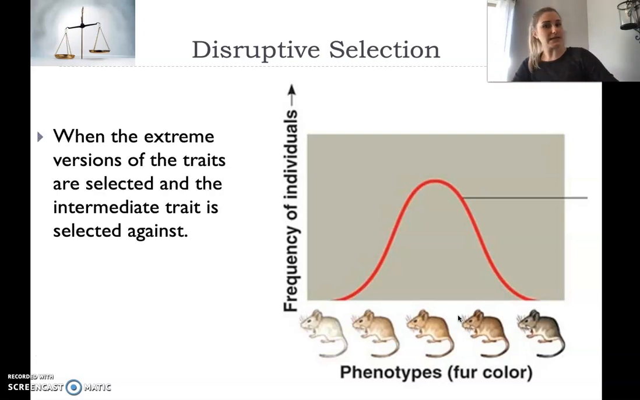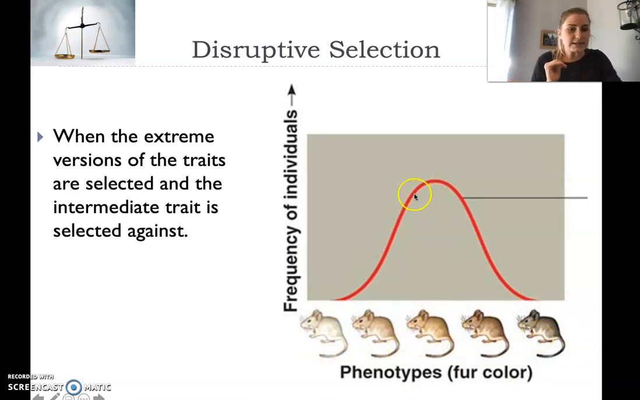So what we end up seeing here is when this bell curve is completely split in half. It no longer has that nice, beautiful bell shape. This is going to happen when that tan or average or intermediate fur color is completely erased. So looking here, we've got very few white mice, very few tan mice, very few dark mice.